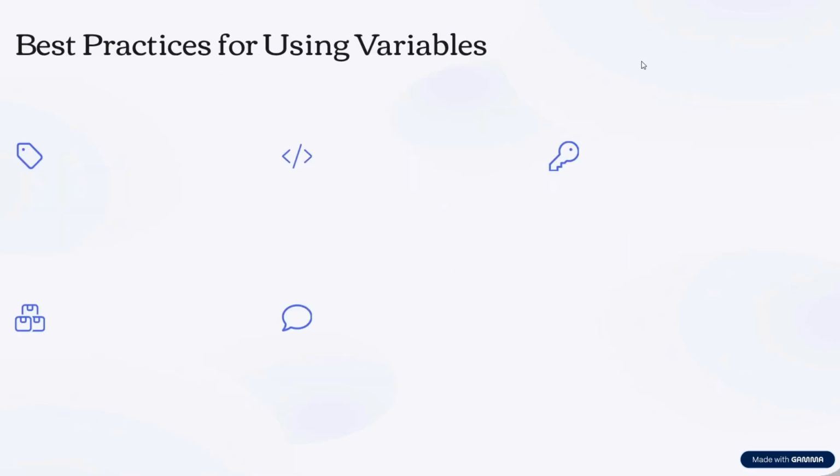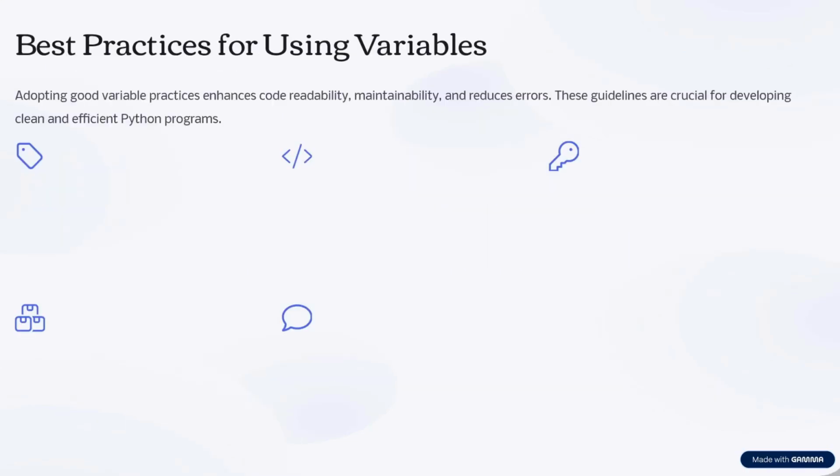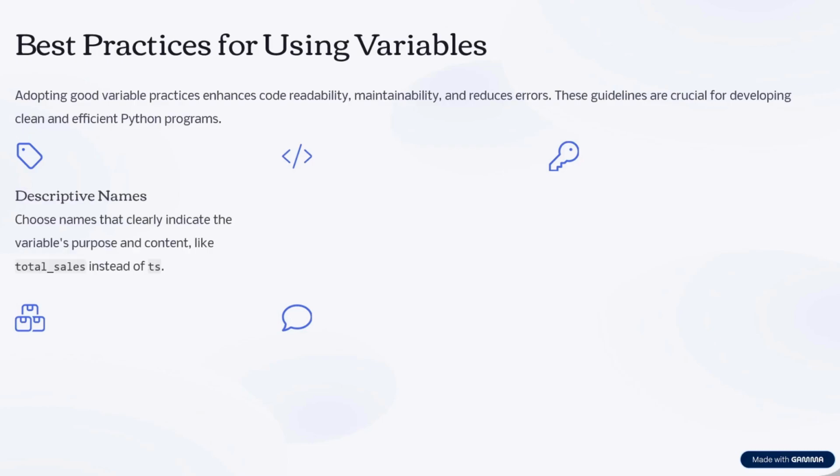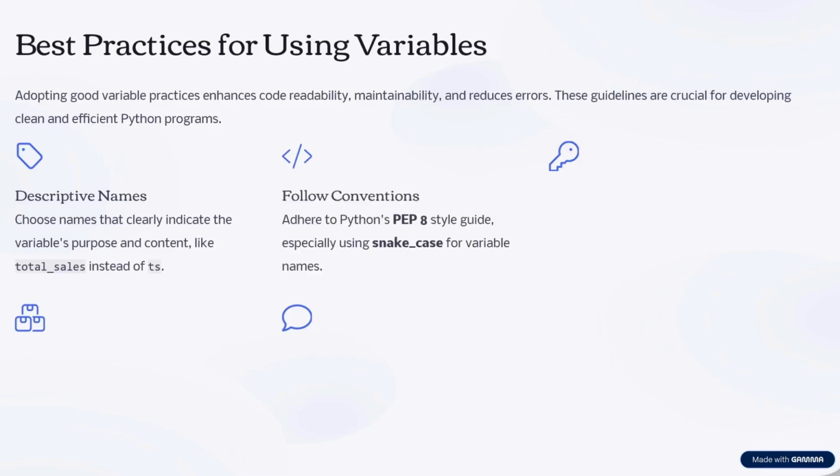Last but not least, we have the best practices for using variables. Adopting good variable practices enhances code readability, maintainability, and reduces errors. These guidelines are crucial for developing clean and efficient Python programs. First, we have descriptive names. Choose names that clearly indicate the variable's purpose and content, like total_sales instead of TS, to make it more readable. Then we have follow conventions. Adhere to Python's PEP 8 style guide, especially using snake case for variable names, which we covered before.